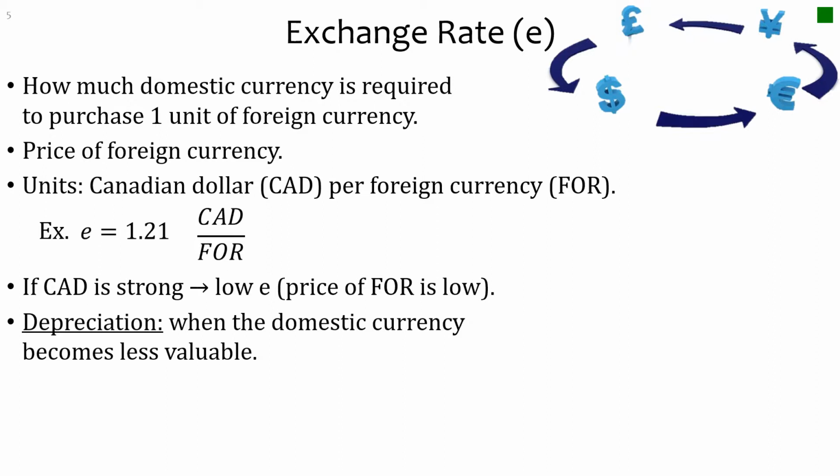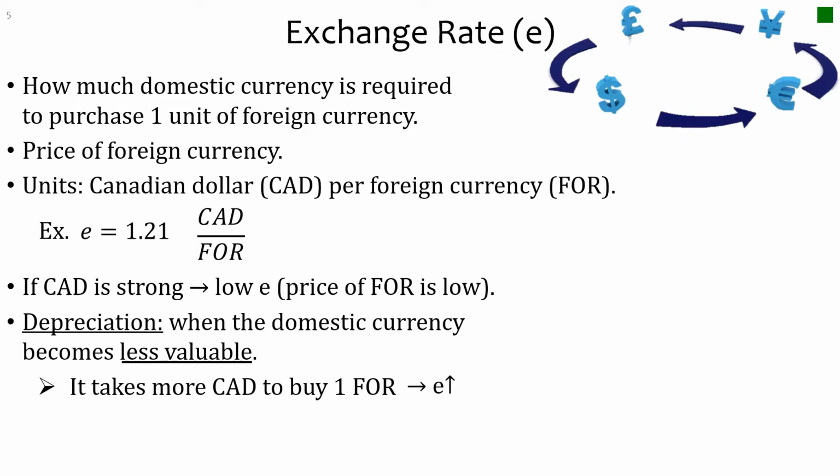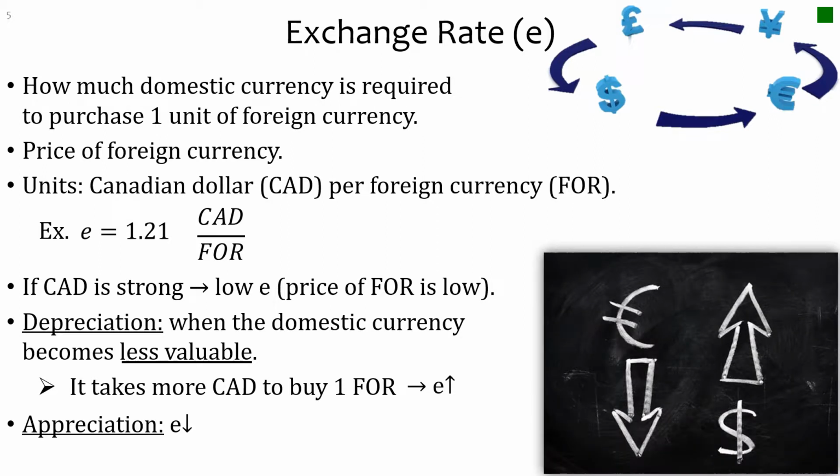Depreciation means when the domestic currency becomes less valuable, all right? If it becomes less valuable, it means it takes more Canadian dollars to buy one foreign currency. So what's happening to E? If you need more Canadian dollars to buy 1 unit of foreign currency, it means the E is going up. That's why it's a little bit counterintuitive. So you really want to watch out here. It's a little bit tricky. If E goes up, it means the Canadian dollar depreciates, whereas the foreign currency appreciates. But if the Canadian dollar appreciates, then the E is going down. So it's really a relative measure. It's always reciprocal. If one currency appreciates, the other one depreciates.